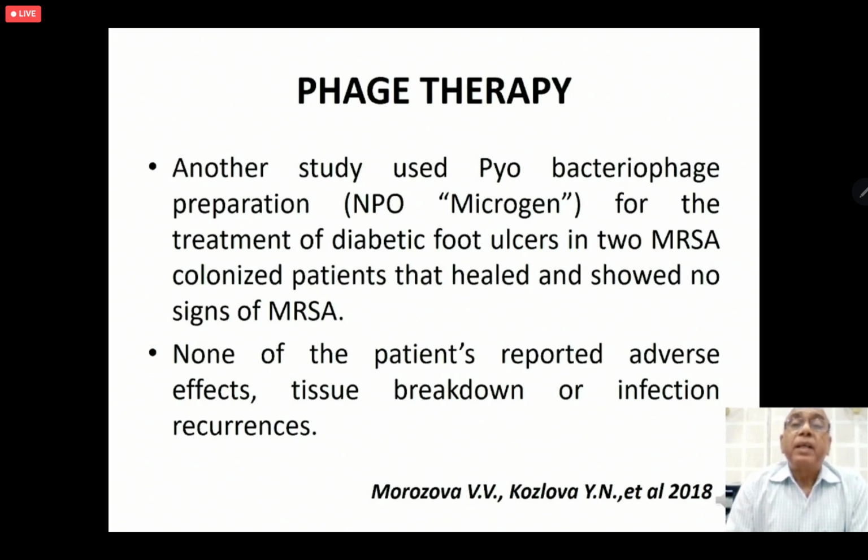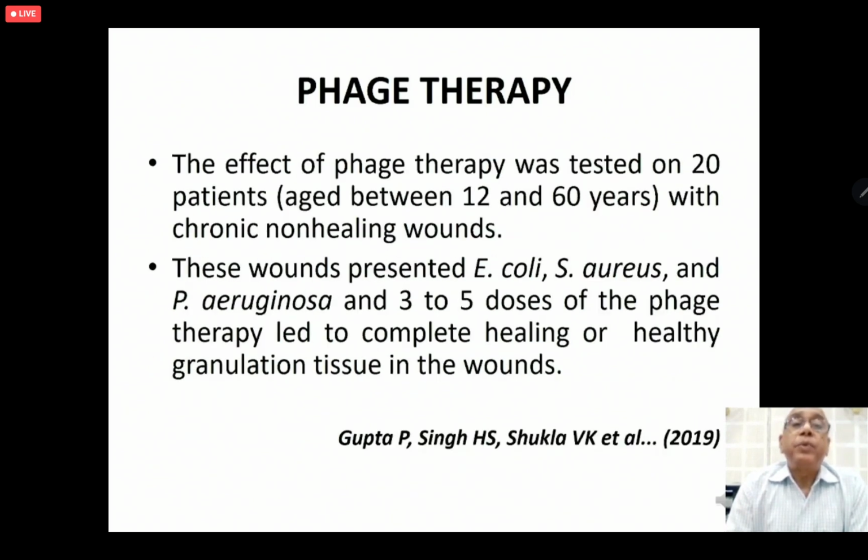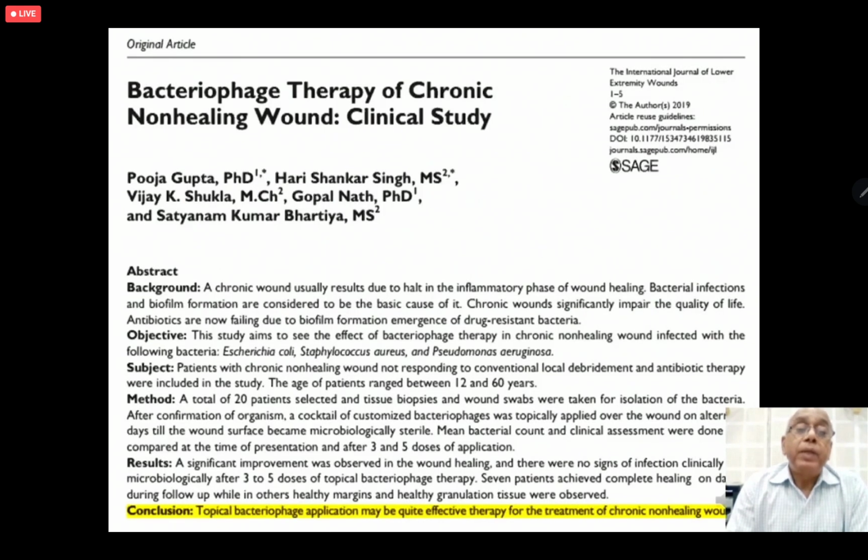We conducted a trial of phage therapy in 20 patients aged 12 to 60 years with chronic non-healing wounds. These wounds presented with E. coli, Staph aureus, and Pseudomonas aeruginosa, and 3 to 5 doses of the phage therapy led to complete healing or healthy granulation tissue in these wounds. And we concluded the topical bacteriophage application may be quite an effective therapy for the treatment of chronic non-healing wounds.